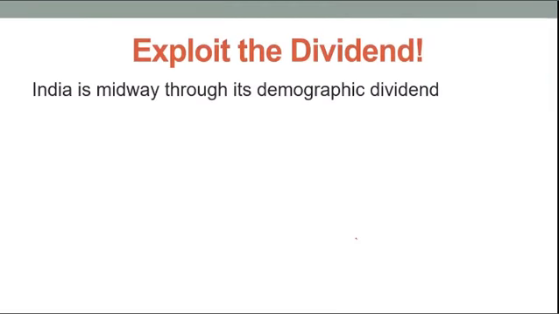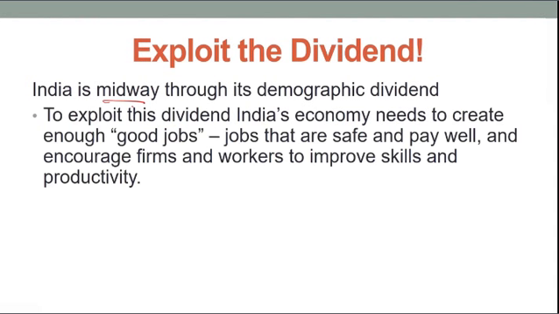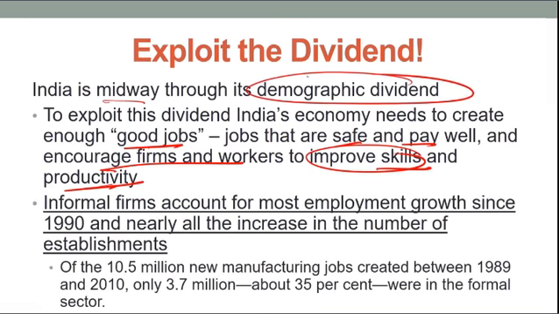First one, exploit the dividend. Already midway through means we're already halfway through. So we have only a few years left, close to 25 something years. We need to create good jobs as we discussed, safe, pay well, encouraging people to improve skills. Now, in the informal sector, there is no reason for a firm to invest or a worker to work hard to get new skills because they will not be staying there much longer. Only if skills improve, productivity increases. And only if productivity increases, we can exploit a demographic dividend.